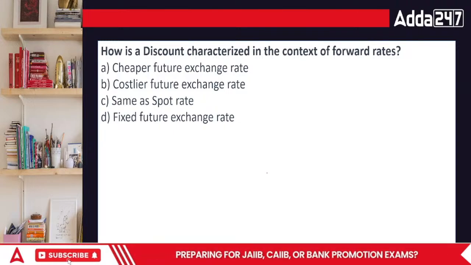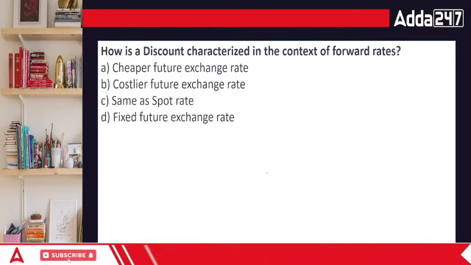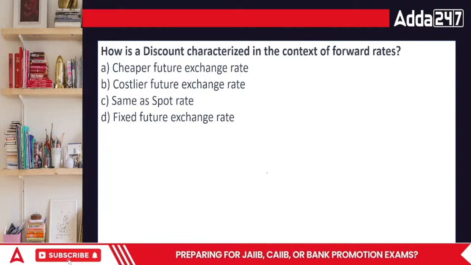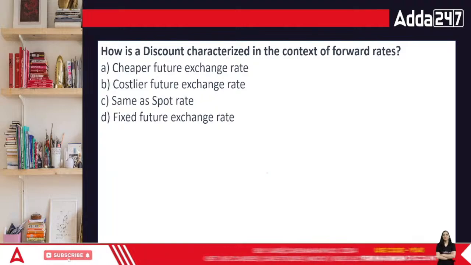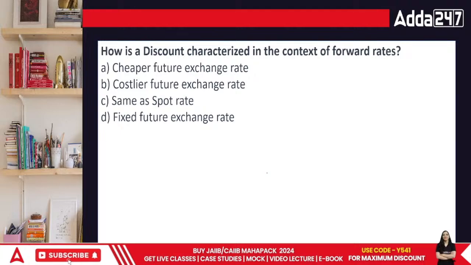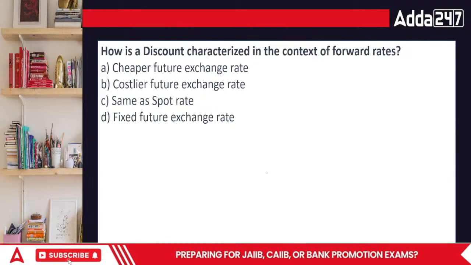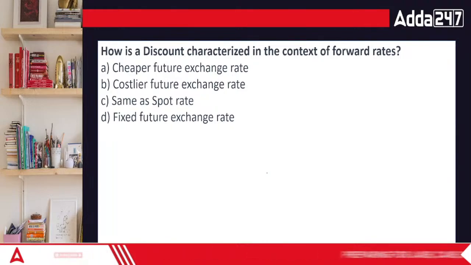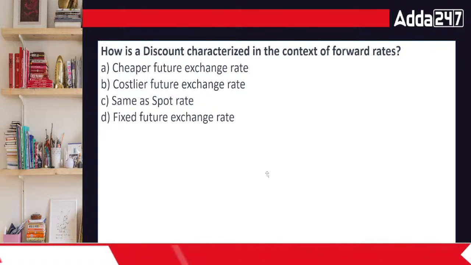Now, next point, how is discount characterized in terms of forward rates, everyone? Cheaper future rates, costlier future exchange rates, same as spot rate, and the last one is fixed future exchange rate. So we have decided that if these are not to be taken, then what is the amount to be taken? Forward rate is the rate that would be available in the future. If this is a futuristic vision, what amount would be kept?